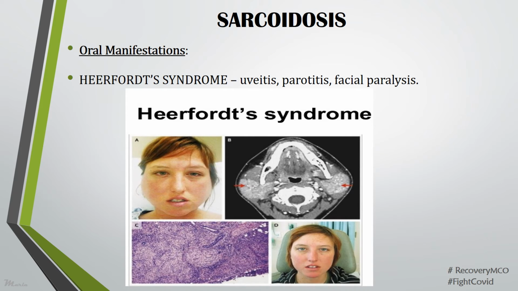Another important oral manifestation associated with sarcoidosis is the presence of a syndrome, what we refer to as Heerfordt's syndrome. Sometimes the term uveoparotid fever is also used to depict this syndrome. This syndrome includes the presence of uveitis, parotitis, and facial nerve paralysis.